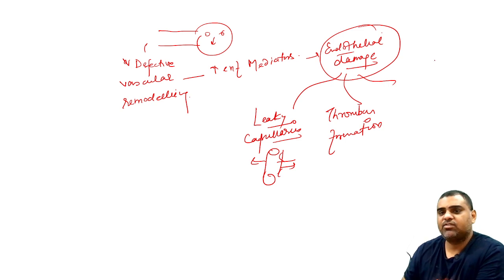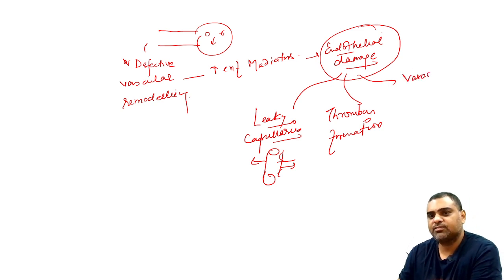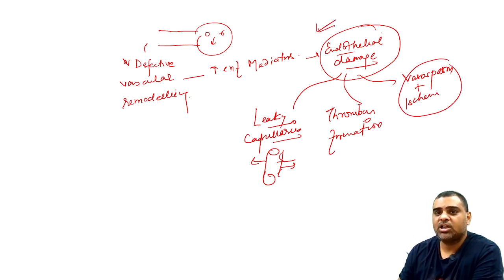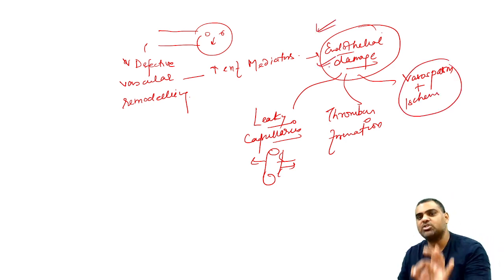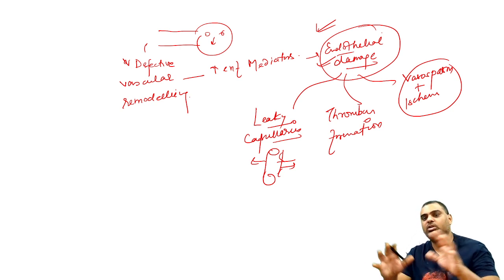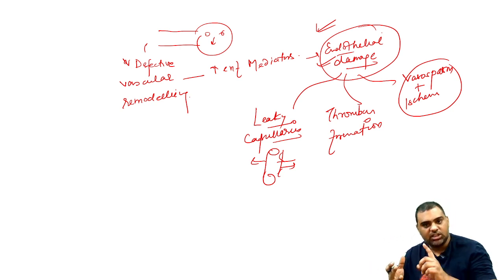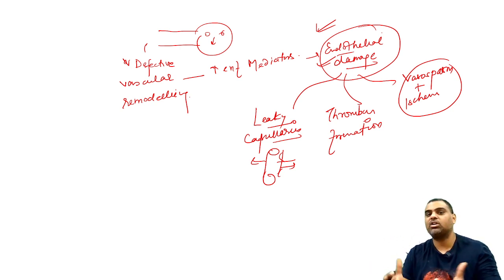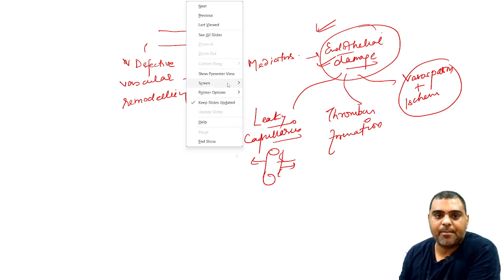And the third thing that it will cause is vasospasm and ischemia. This endothelial damage initially happens to the placenta, then it will be in the whole body, in the kidney, in the lungs, and even in the brain. So we will see all those things that happen.